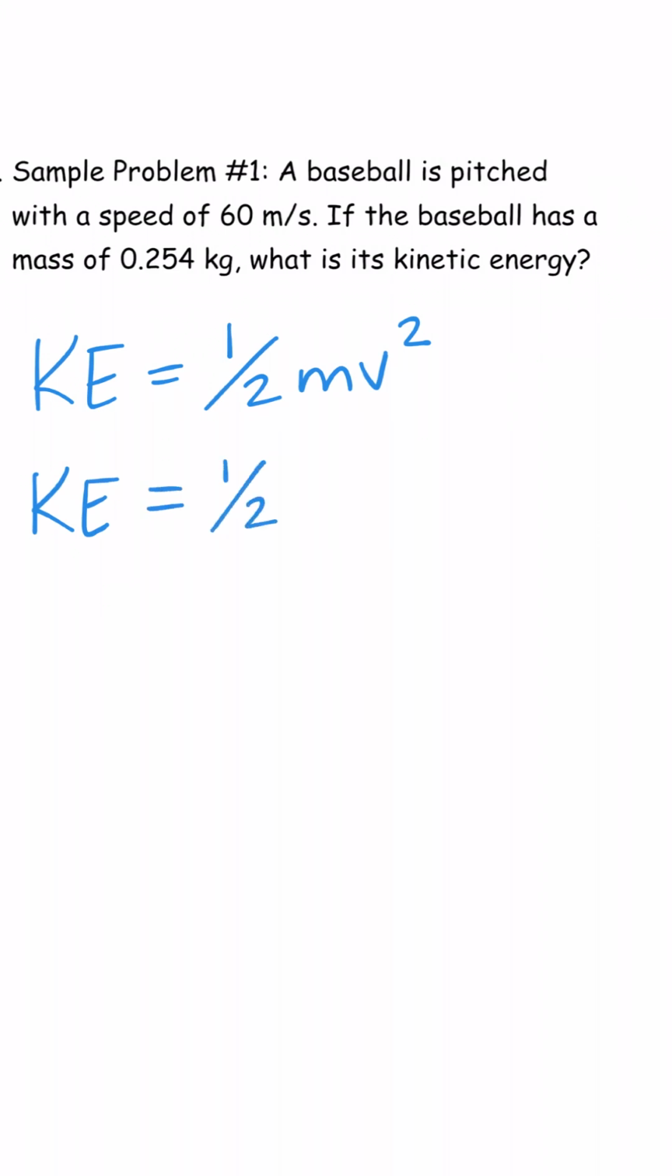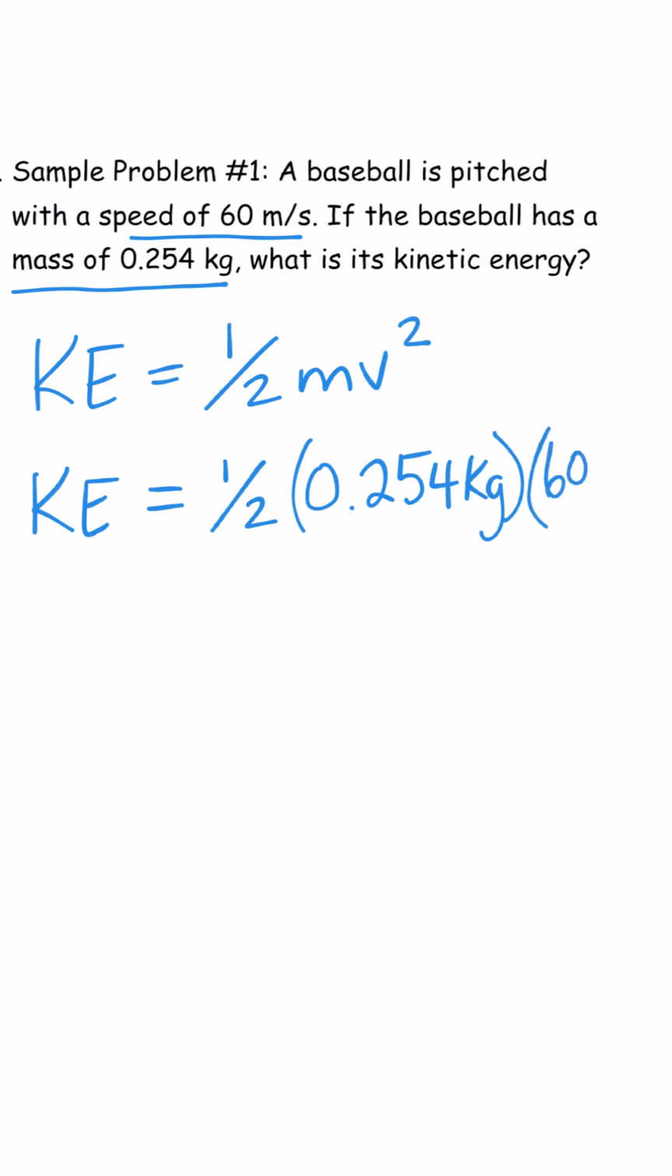Now I'm going to write the formula plugged in. Mass, so I go up here and look for the mass. Right here, it has a mass of 0.254 kilograms multiplied by the velocity, right here, 60 meters per second, and that will need to be squared. All right, so now I'm ready to multiply this straight across. On your calculator, you're just going to need to remember to hit that x squared button after the 60.